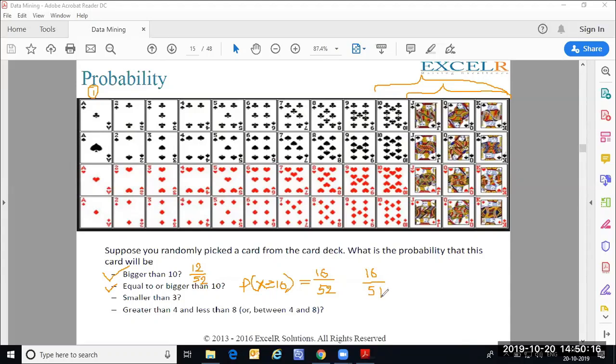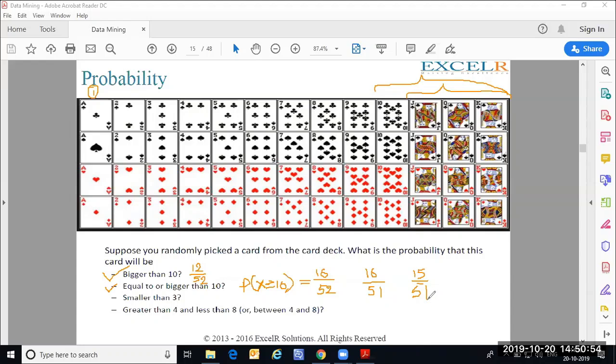Is there any other possibility apart from 16 by 51 if I didn't replace the first card? 15 by 51. When could it be possible? When the card which I picked up at the first instance is already greater than or equal to 10, then I'll be left with only 15 cards out of these 16, right? 15 by 51. Am I clear? And this is called conditional probability.